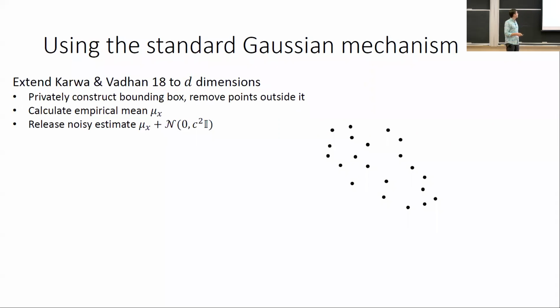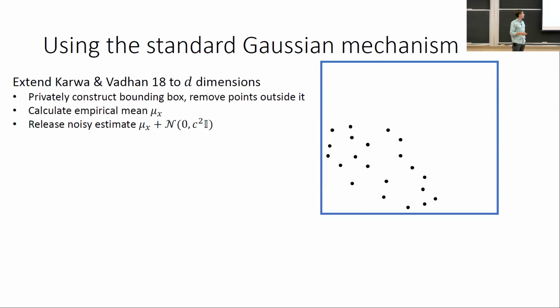Okay, but before we get into our approach, let's talk about using the standard Gaussian mechanism. It's a folklore extension of the one-dimensional work of Karwa and Vadhan. You take your data, you privately construct a bounding box and remove points outside of it. And then you calculate the empirical mean, and you release a noisy estimate where you add spherical Gaussian noise, where C is set appropriately to ensure privacy.